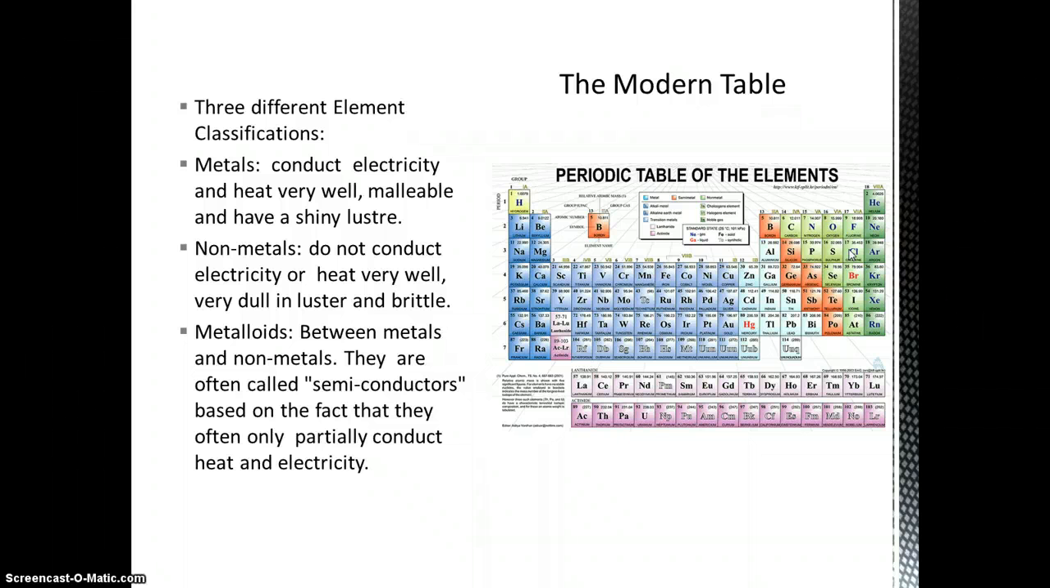And last but not least are the metalloids. They fall kind of between the metals and the non-metals. And often they're called semiconductors because they sort of conduct electricity, not as well as other things. And that's that orange staircase right here. We call that the staircase of the metalloids. It kind of separates the metals from the non-metals.